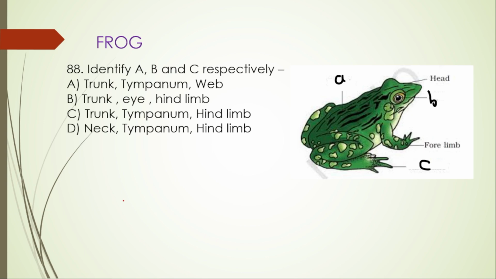Next, 88th one, from the frog. Identify A, B, C respectively. What is A, what is B, what is C? A is trunk, B is eye, and C is hind limb. So here the right option is option B.